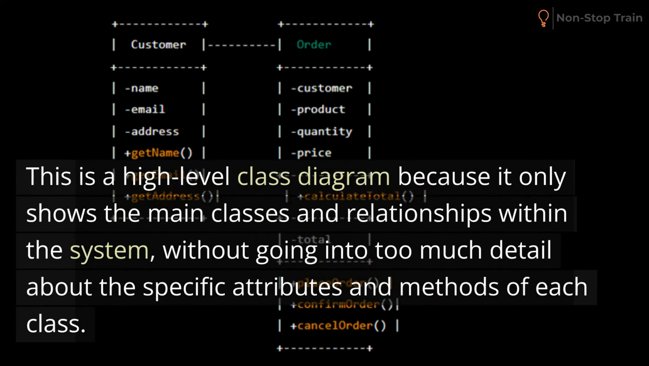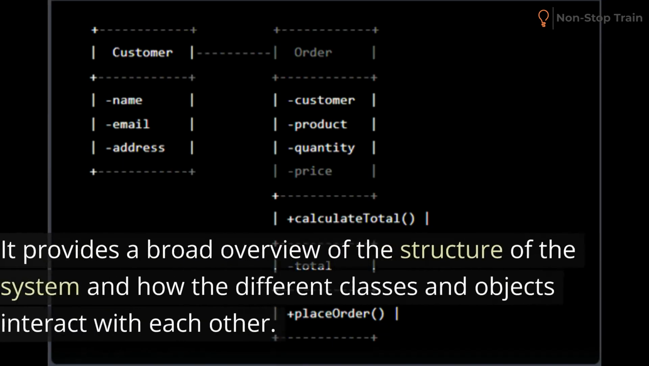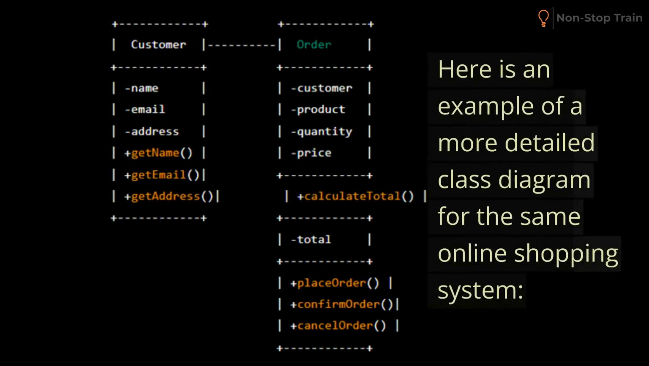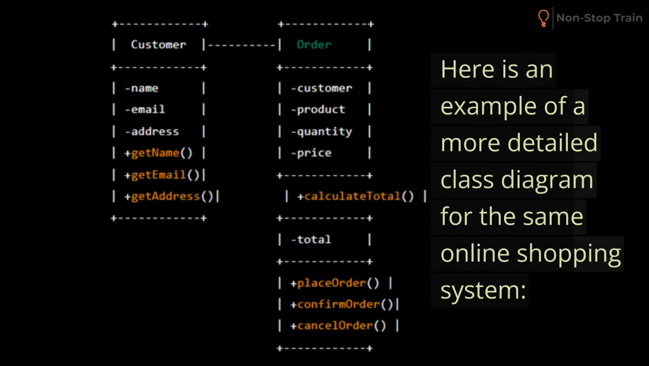This is a high-level class diagram because it only shows the main classes and relationships within the system, without going into too much detail about the specific attributes and methods of each class. It provides a broad overview of the structure of the system and how the different classes and objects interact with each other. Here is an example of a more detailed class diagram for the same online shopping system.